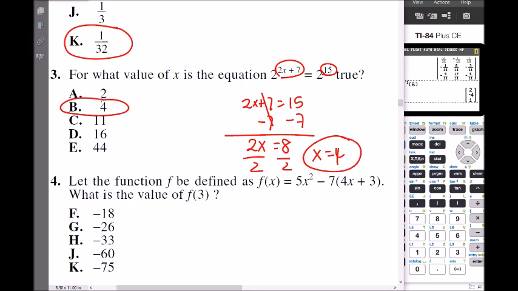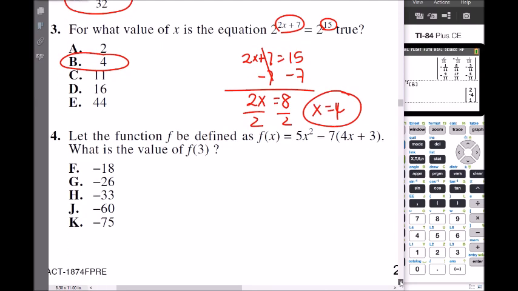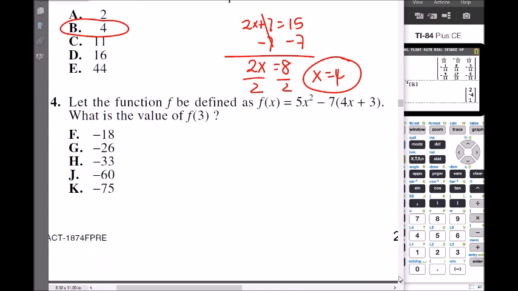Number 4. Let the function f be defined as f of x equals 5x squared minus 7 times 4x plus 3. What is the value of f of 3? Meaning just put x equals 3, right? So it's 5 times 3 squared is 9, minus 7 times 4 times 3 plus 3.